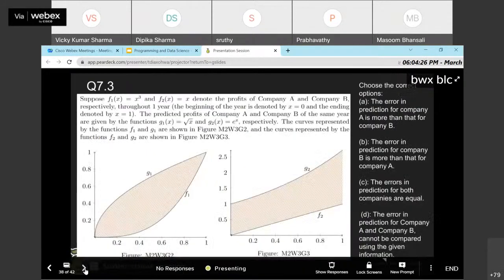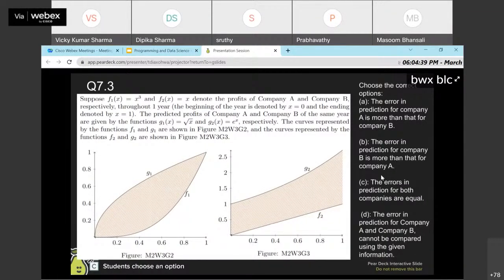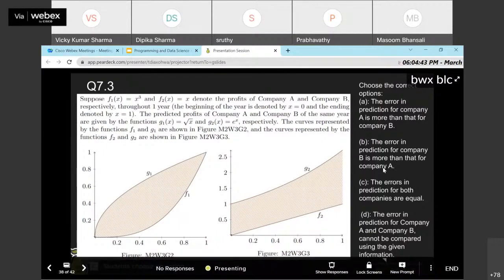Okay. So now we have another question on this. Here you have to choose the correct option. The first option is: the error in prediction for company A is more than that of company B. You see, all these options are comparisons between these. So you got the error for company A. All you have to do is find out the error for company B, see which is giving you more error, and choose the correct option from here. Okay. So do this.